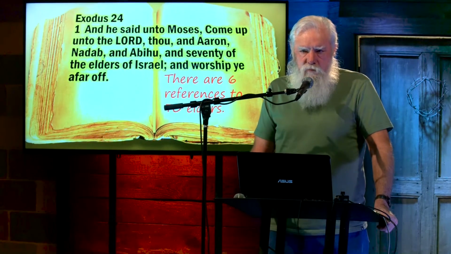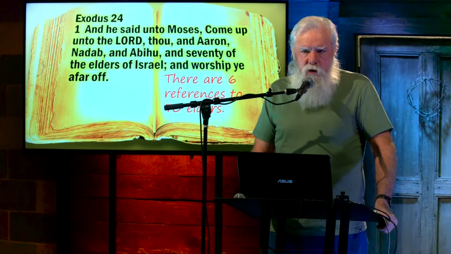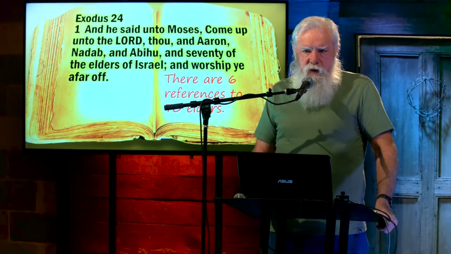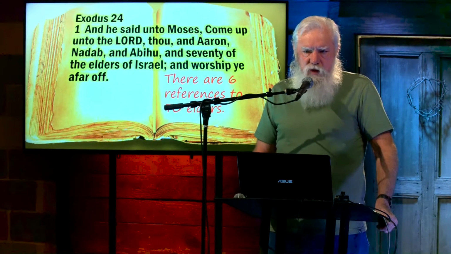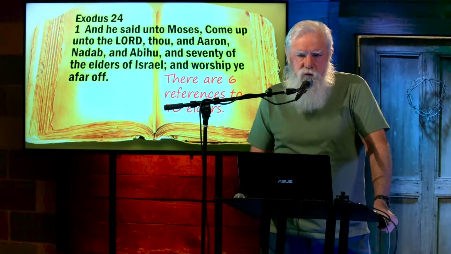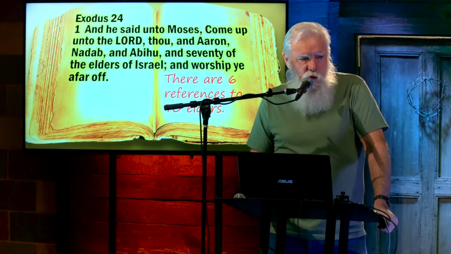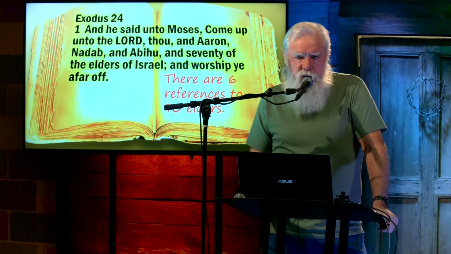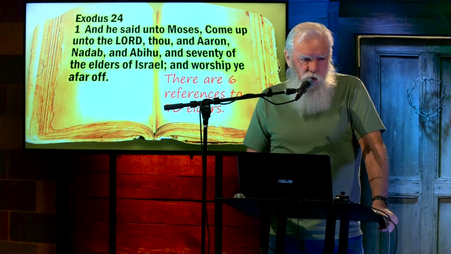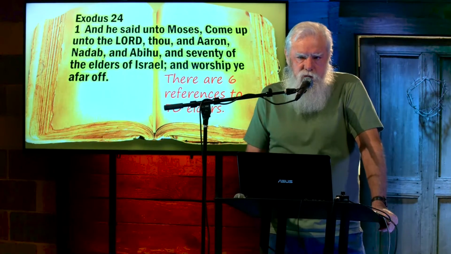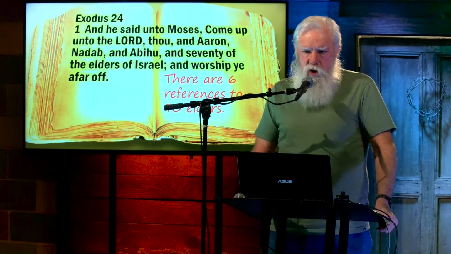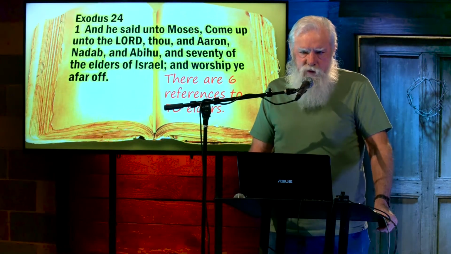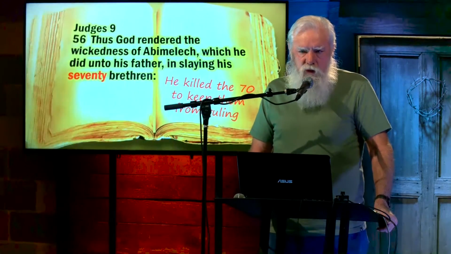"And he said unto Moses, come up unto the Lord, thou and Aaron, Nadab and Abihu, and 70 of the elders of Israel, and worship ye afar off." So 70 elders were appointed over the nation, and they were the rulers, the elders of the nation. So they're divinely appointed in that regard to hold office. There are 6 references just like this. We won't read any more of those.